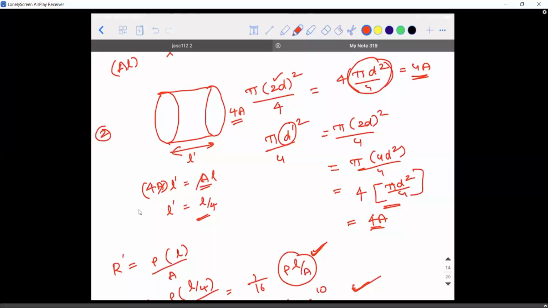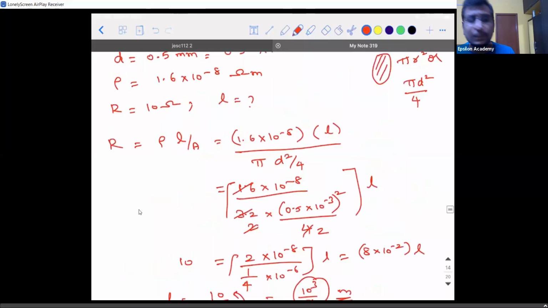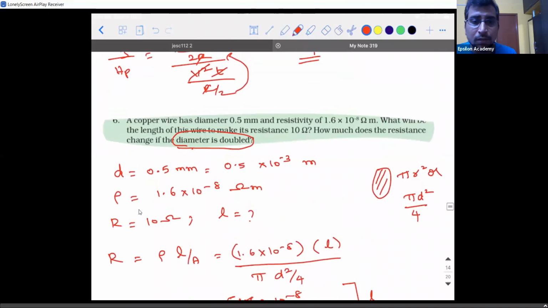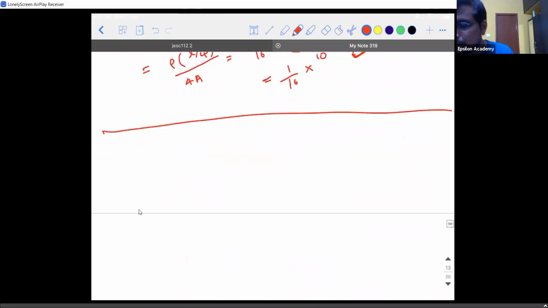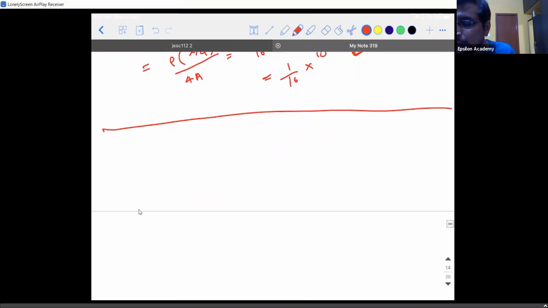So when the area is increased, length will decrease. So in this problem, what they're trying to say is the same wire is considered of same length. The same material is considered with the same length, but they have increased the diameter and kept it constant. So if that is the case, then the problem is simple. So R is equal to rho into L divided by A. Then R dash will be equal to rho into same length. Area will be what? Pi into D dash square by 4.